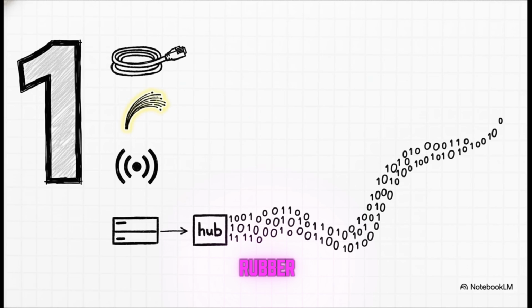Let's start at the very bottom, layer 1, the physical layer. This is where the rubber meets the road, literally. We're talking about the actual hardware, the copper wires, the fiber optic cables, the Wi-Fi radio waves. Its only job is to turn all that data into ones and zeros, or bits, and send them out.